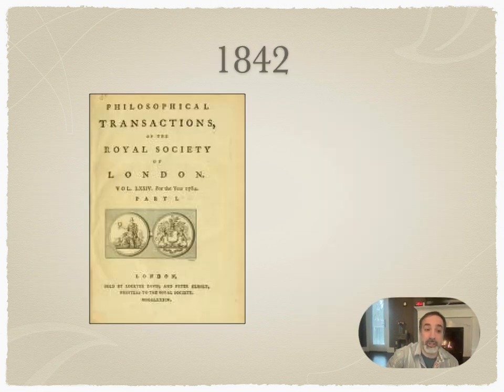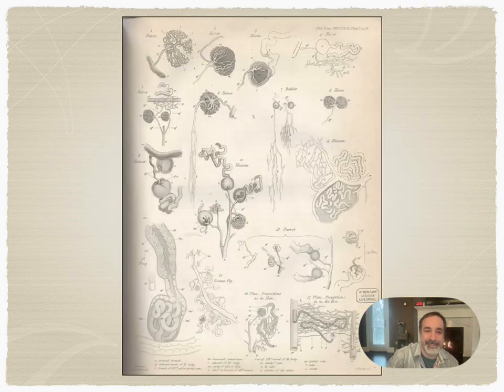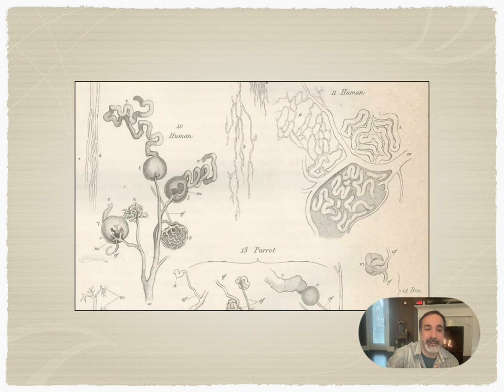In 1842, he would publish the structure and use of the Malpighian bodies of the kidney in the Philosophical Transactions of the Royal Society. In it, he published his microscopic observations on the filtration unit of the kidneys, the nephron, from various animals, including humans. Here's a close-up of his illustration of that structure in humans.